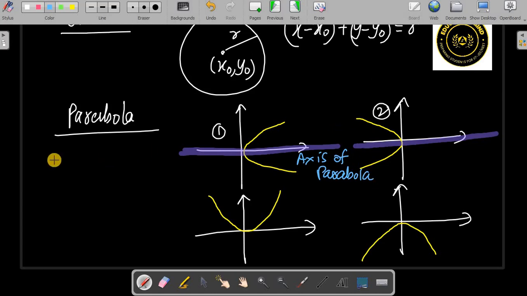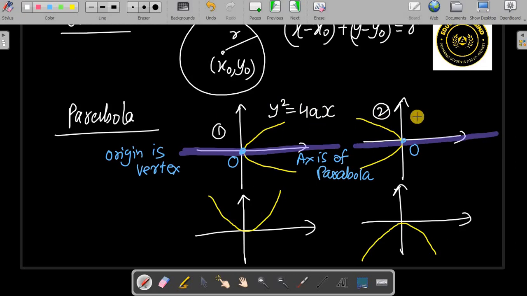So in the first 2 cases, the x-axis is the axis of the parabola and the vertex is the origin. In all cases, the origin is the vertex. So if I have to write the equation of the first parabola, we will write y square is equal to 4ax.